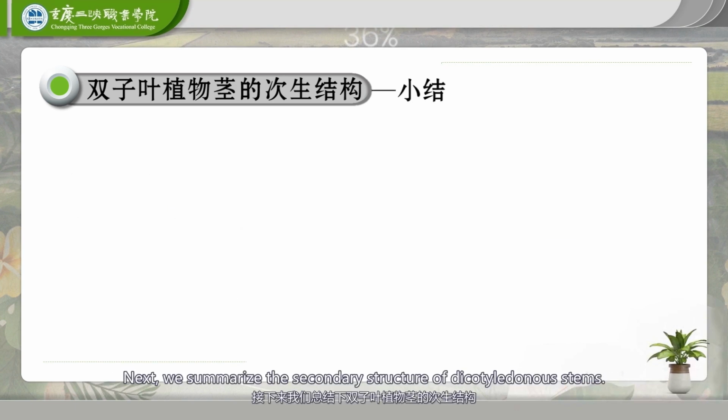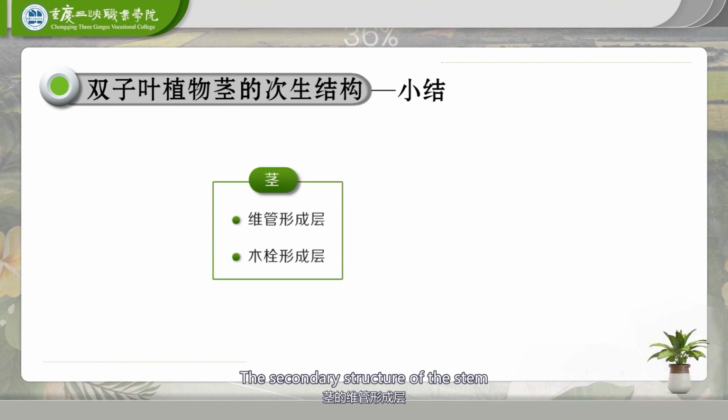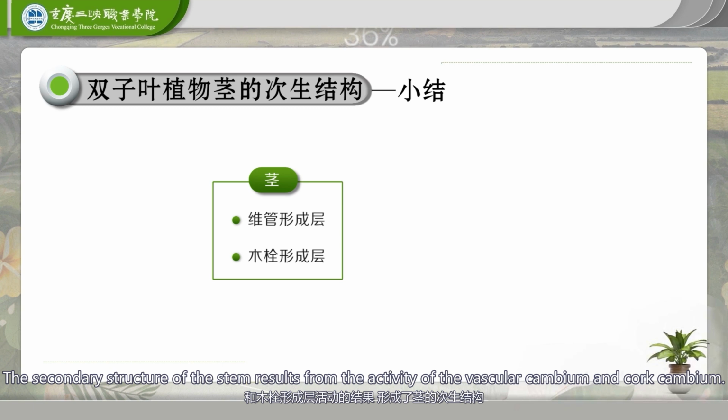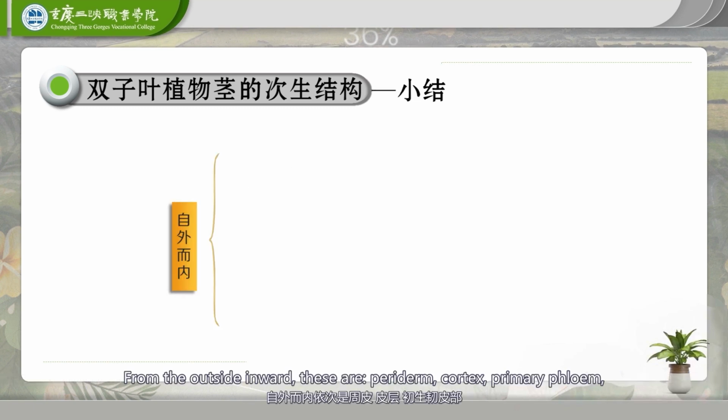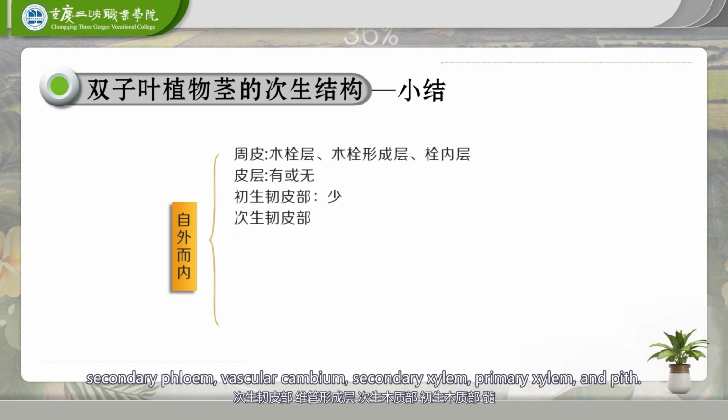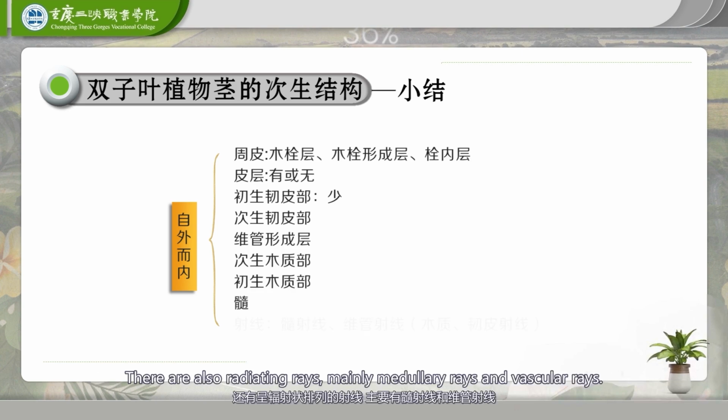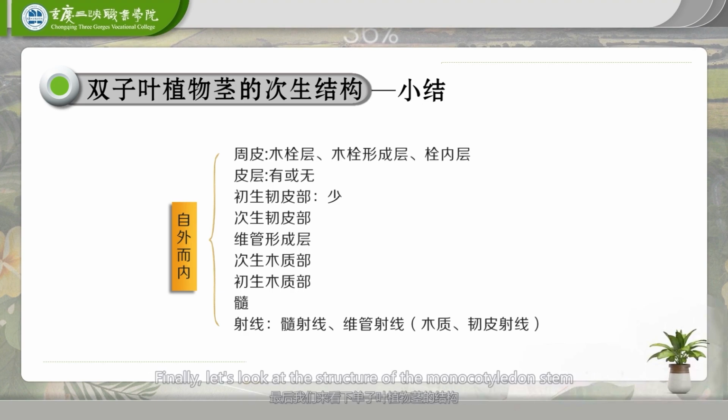Next, we summarize the secondary structure of dicotyledonous stems. The secondary structure of the stem results from the activity of the vascular cambium and cork cambium. From the outside inward, these are periderm, cortex, primary phloem, secondary phloem, vascular cambium, secondary xylem, primary xylem, and pith. There are also radiating rays, mainly medullary rays and vascular rays.